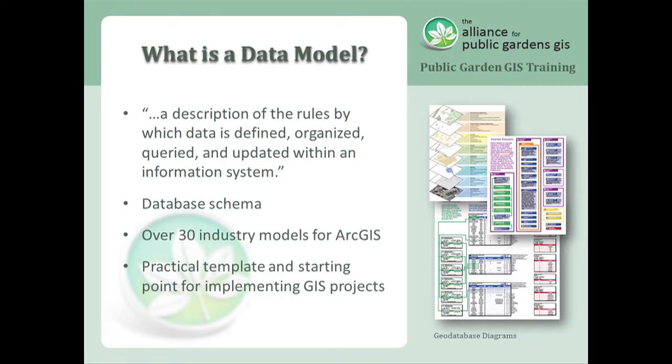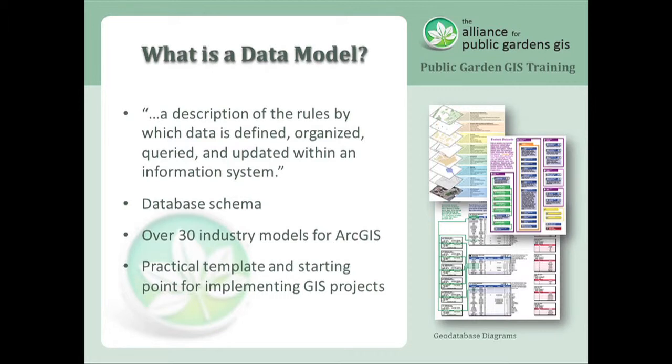So you've heard me say data model quite a few times now, and almost everybody's question at this point is, what exactly is a data model? Well, the official definition is that a data model is a description of the rules by which data is defined, organized, queried, and updated within an information system. It can be more simply thought of as a database schema, and schema just means the tables in a database, the fields in those tables, and maybe the relationships between different tables and fields.